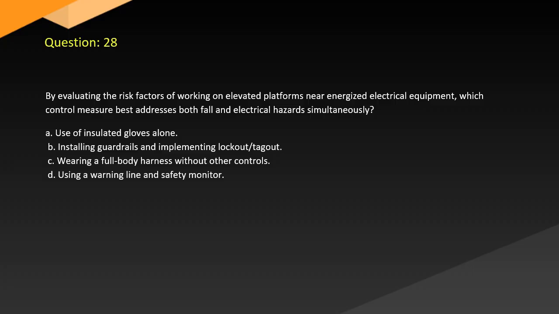Question 28. By evaluating the risk factors of working on elevated platforms near energized electrical equipment, which control measure best addresses both fall and electrical hazards simultaneously? A. Use of insulated gloves alone. B. Installing guardrails and implementing lockout-tagout. C. Wearing a full body harness without other controls. D. Using a warning line and safety monitor.